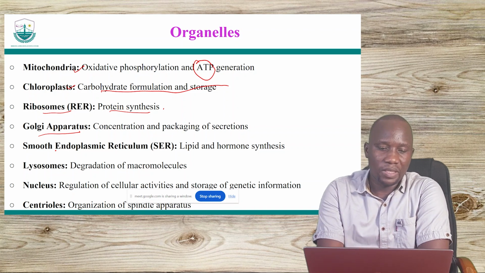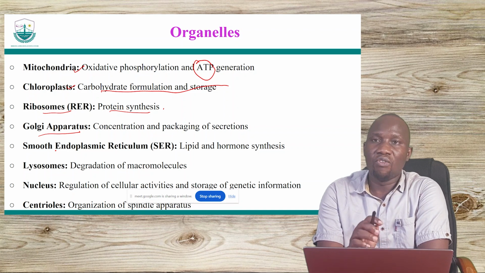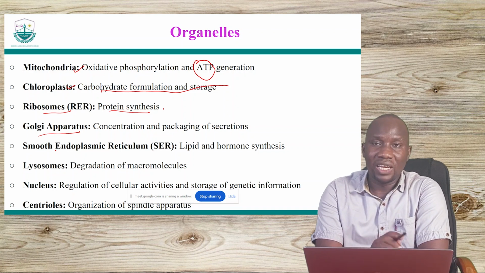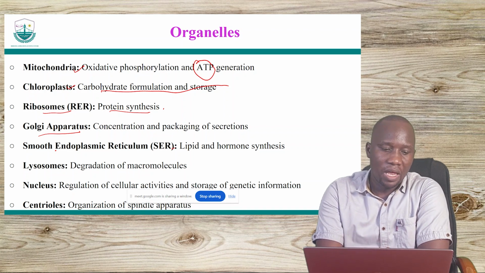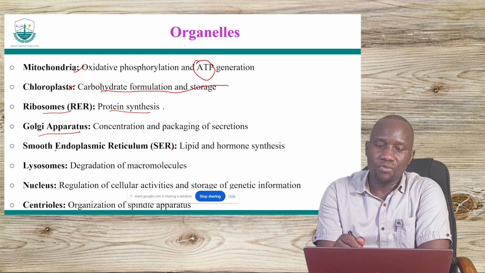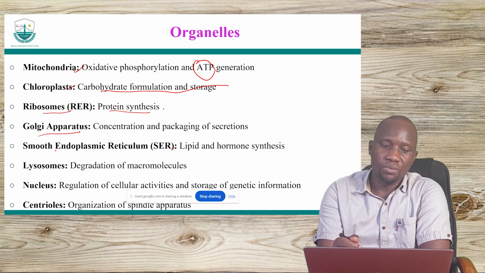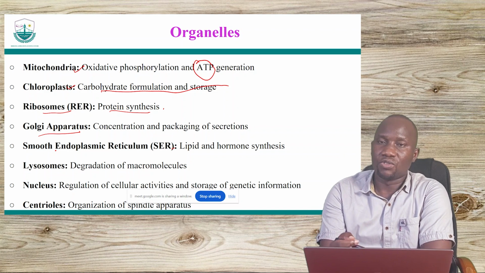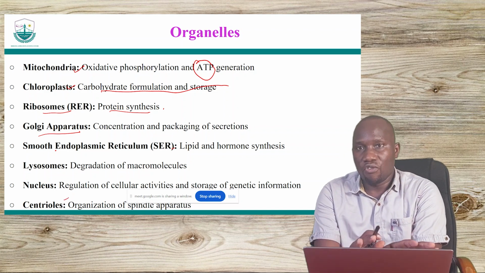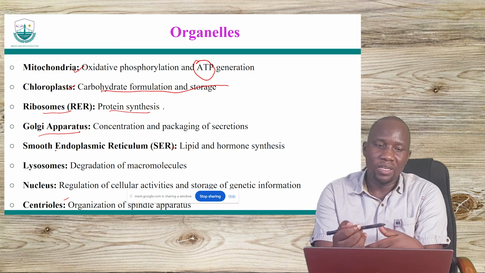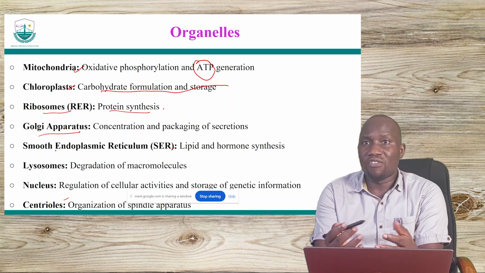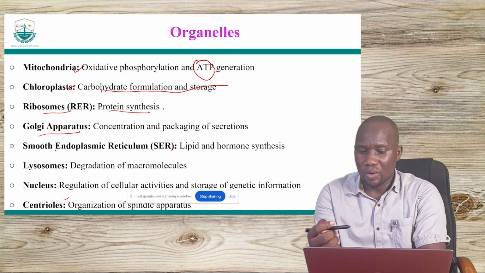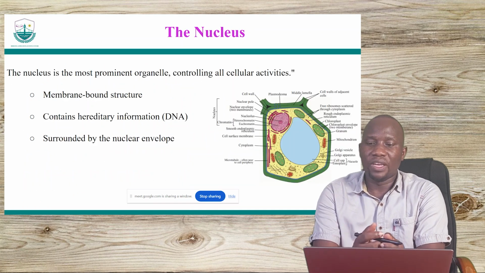And then the lysosomes, these are very important in degradation of macromolecules. And then the nucleus, which is basically the control center of the cell, controls most activity, but also contains the genetic material. And then we have the centrioles. These are also very important during cell division, especially in the organization of the spindle apparatus. So these are a few that we are going to look at. We will look at each of these organelles in detail and see what other functions they carry out and how they look. Okay, so let us start with the nucleus.